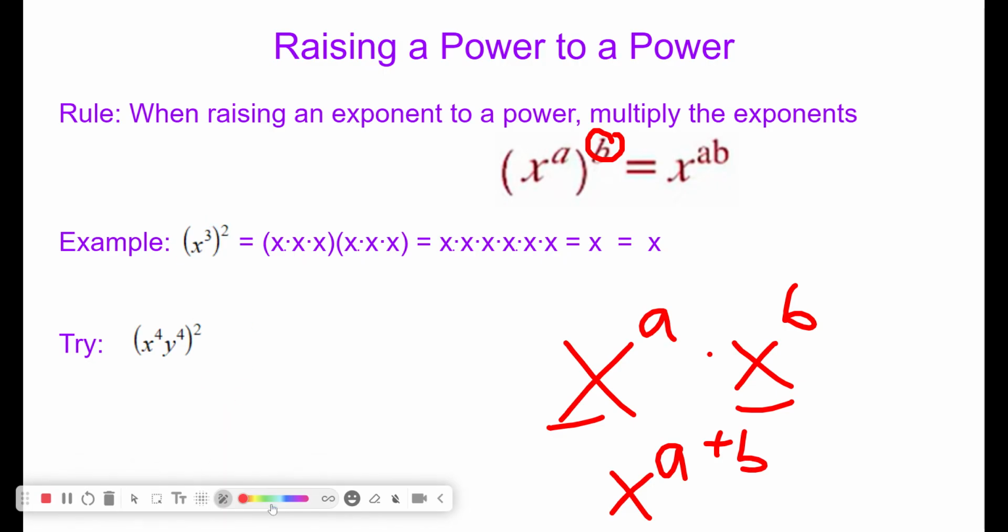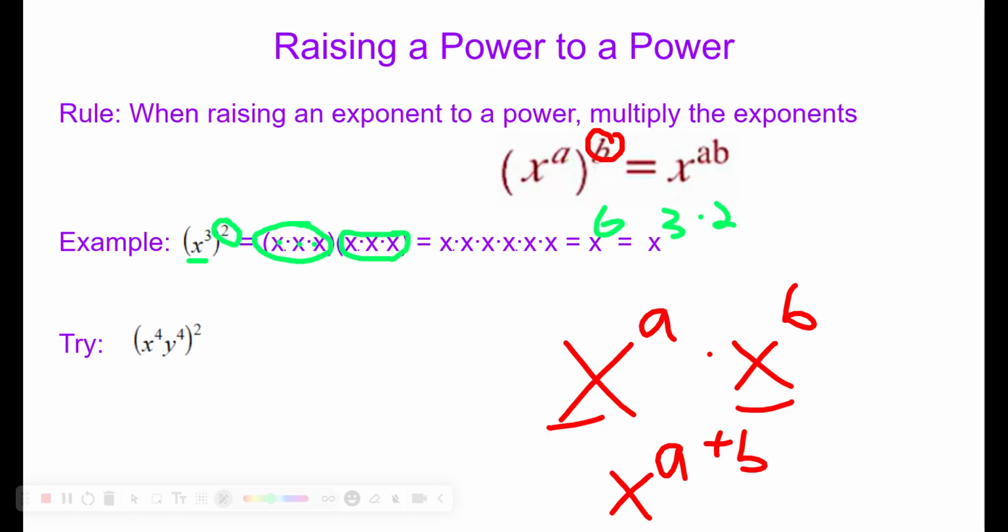What that's going to look like is, here we have x to the third power, and inside the parentheses we have x to the third, and that is being squared. So x to the third power would be x times x times x, and we have that signaled right here. And if that's happening twice, we can just set that up again, and that's going to be x times x times x times x times x times x. X to the third power squared would become x to the sixth power, which would be the same thing as x to the 3 times 2 power.